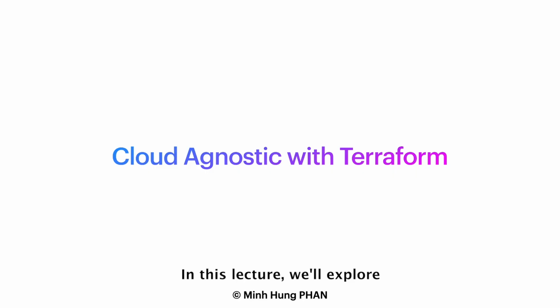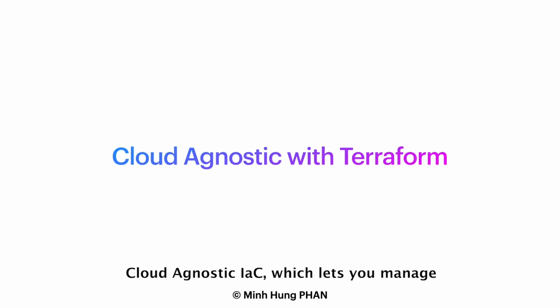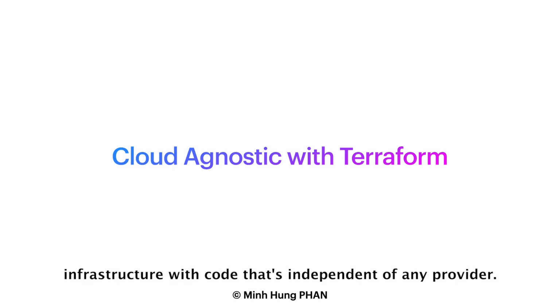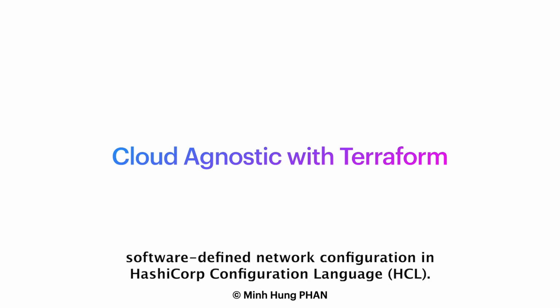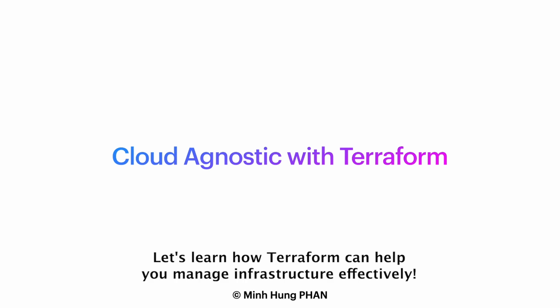In this lecture, we'll explore cloud-agnostic IAC, which lets you manage infrastructure with code that's independent of any provider. Terraform is a popular tool for this approach, allowing you to codify software-defined network configuration in HashiCorp Configuration Language, or HCL. Let's learn how Terraform can help you manage infrastructure effectively.